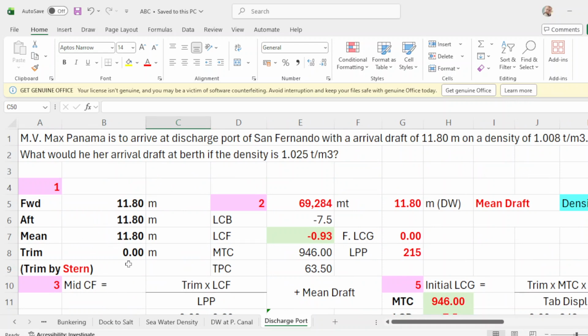MV Max Panama is to arrive at the discharge port of San Fernando with an arrival drop of 11.80 meters even keel on a density of 1.008 tons per cubic meter. Question: what would her arrival drop at berth be if the density is 1.025 tons per cubic meter, meaning salt water?